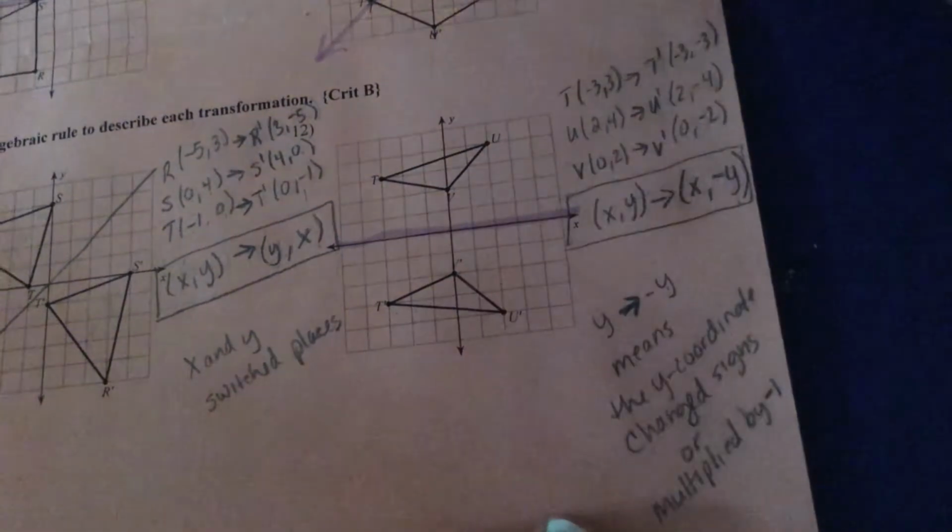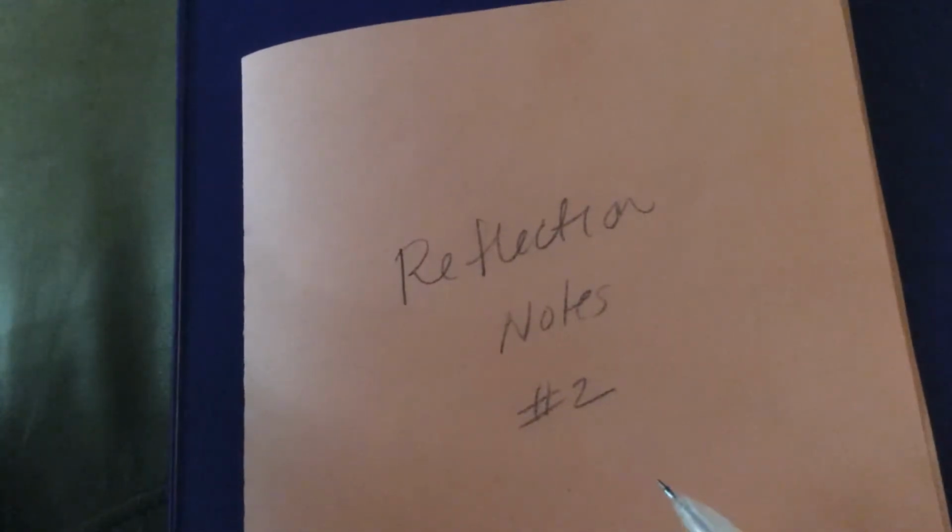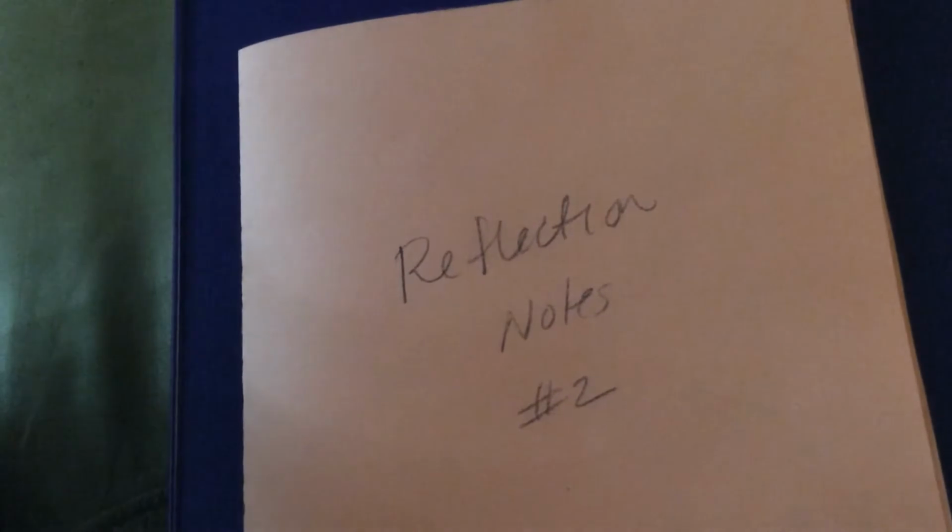As soon as you have that down, we're going to fold this in half just like the last one. We're going to label it on the outside, reflection notes number 2. And we're going to put it into our notebook. And as soon as you're done with that, you're going to be able to use your notes on translations and reflections to do some practice by graphing the translations and reflections, describing the translations and reflections, and then finding the algebraic rule for the translations and reflections.